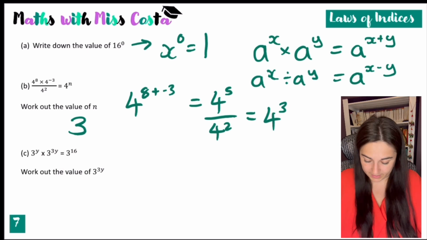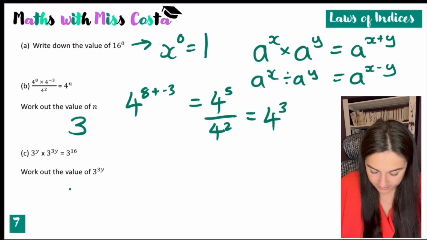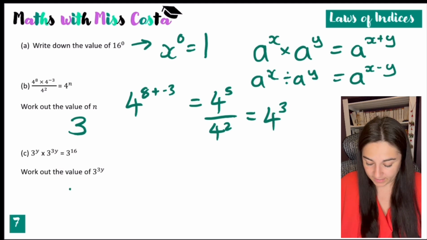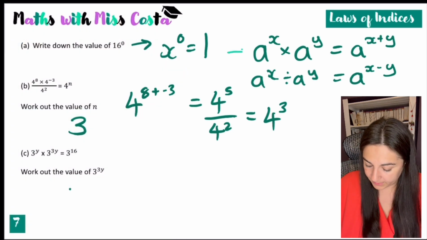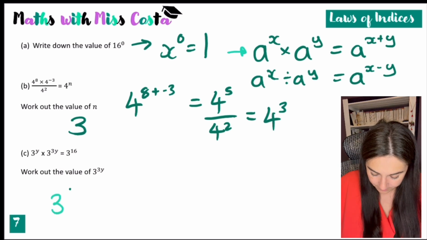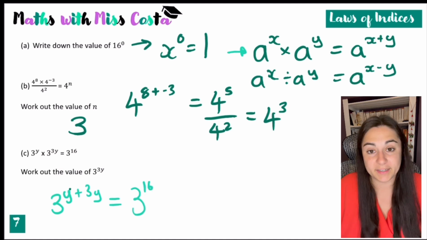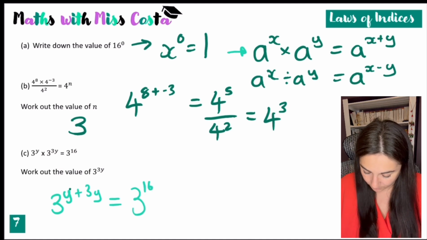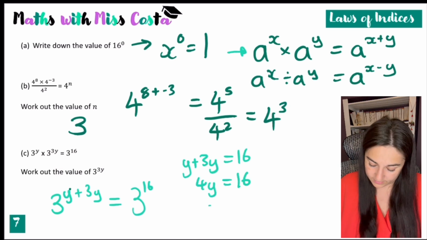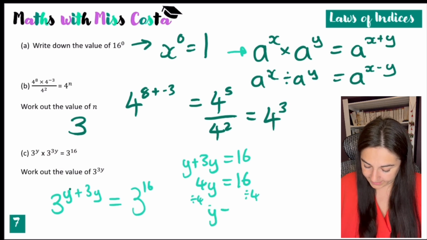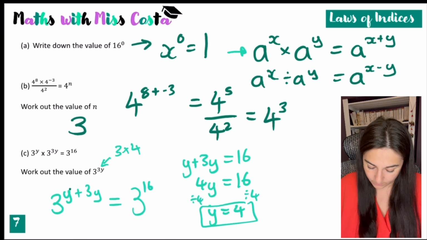Now over here I've got a little bit of a trickier one. So I know that 3 to the power of y times by 3 to the power of 3y is 3 to the power of 16. Now the laws of indices state that when you are multiplying indices, you add the powers. So therefore I know that 3 to the power of y plus 3y must give me 3 to the power of 16. So I can extract that as a little algebraic expression. So y plus 3y must be 16. Therefore 4y is 16. Therefore divide both sides by 4. Y is 4. So if y has a value of 4, 3y would be 3 times 4, which is 12.